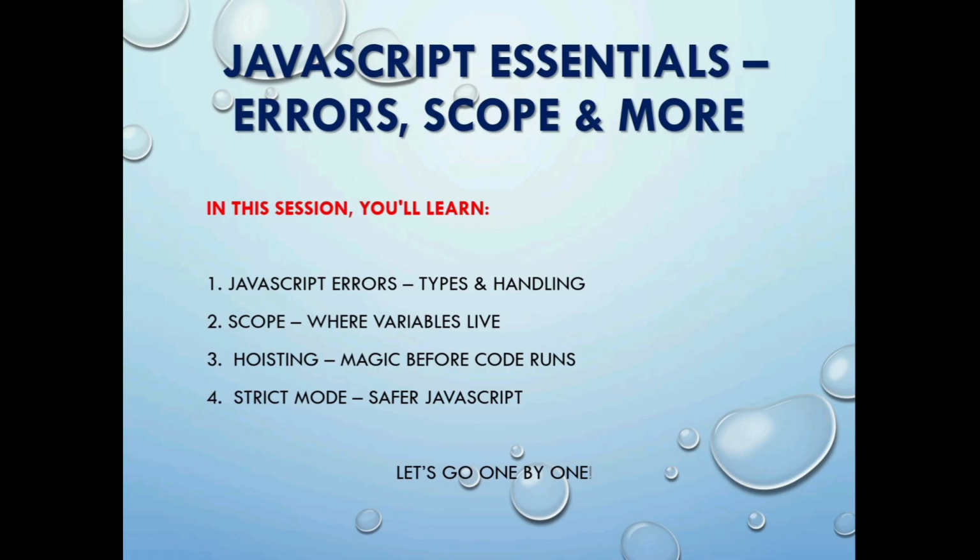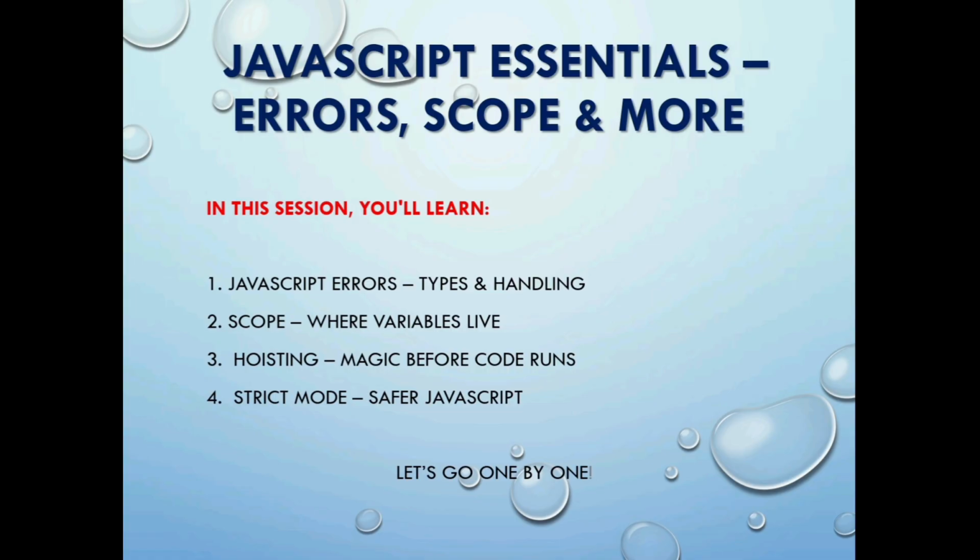Let's start our session. Next we will move on to JavaScript essentials: errors, scope and more. These are the topics you have to learn today. First one, JavaScript errors: the types and handling of errors. Next you will see scope. Next you will see hoisting, and also what strict mode is. Let's start our session one by one.